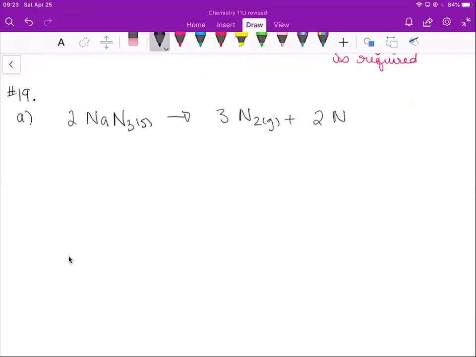So this is the balanced chemical equation. You can see that it's a 2 to 3 to 2 ratio. So sodium azide is a solid. If you ever are involved in a car accident, hopefully you never will, but you'll never have to use airbags.